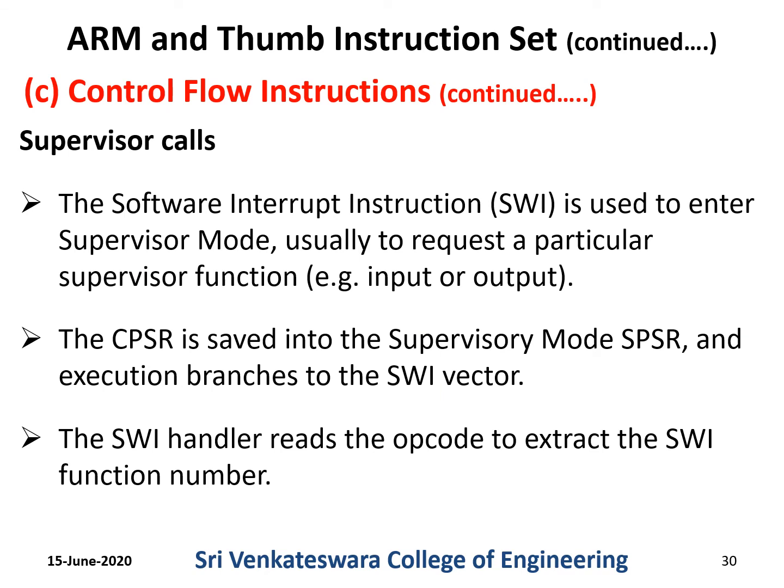There is one more instruction called the software interrupt instruction, or SWI instruction, which is used to enter the supervisor mode, usually to request a particular supervisor function, for example input or output operations. So when this instruction is executed, the CPSR register, current program status register, is saved into the supervisor mode SPSR, that is the saved program status register, and the execution branches to the SWI vector. Then the SWI handler will read the opcode to extract the SWI function number. So this is how the SWI instruction is handled.